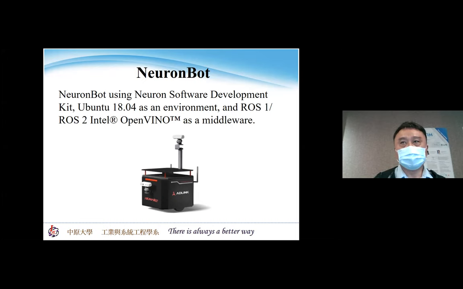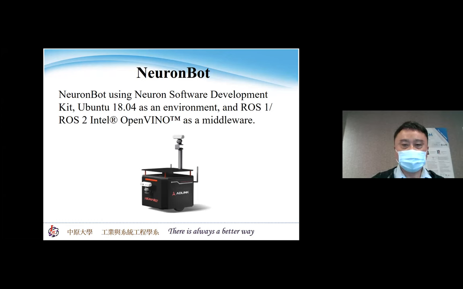Okay, they use a Neuron software development kit, and it's a Linux system. So it's Ubuntu 18.04, whatever, you know, and there is a ROS system, Robot Operating System, one and two, and they use an Intel processor, okay?